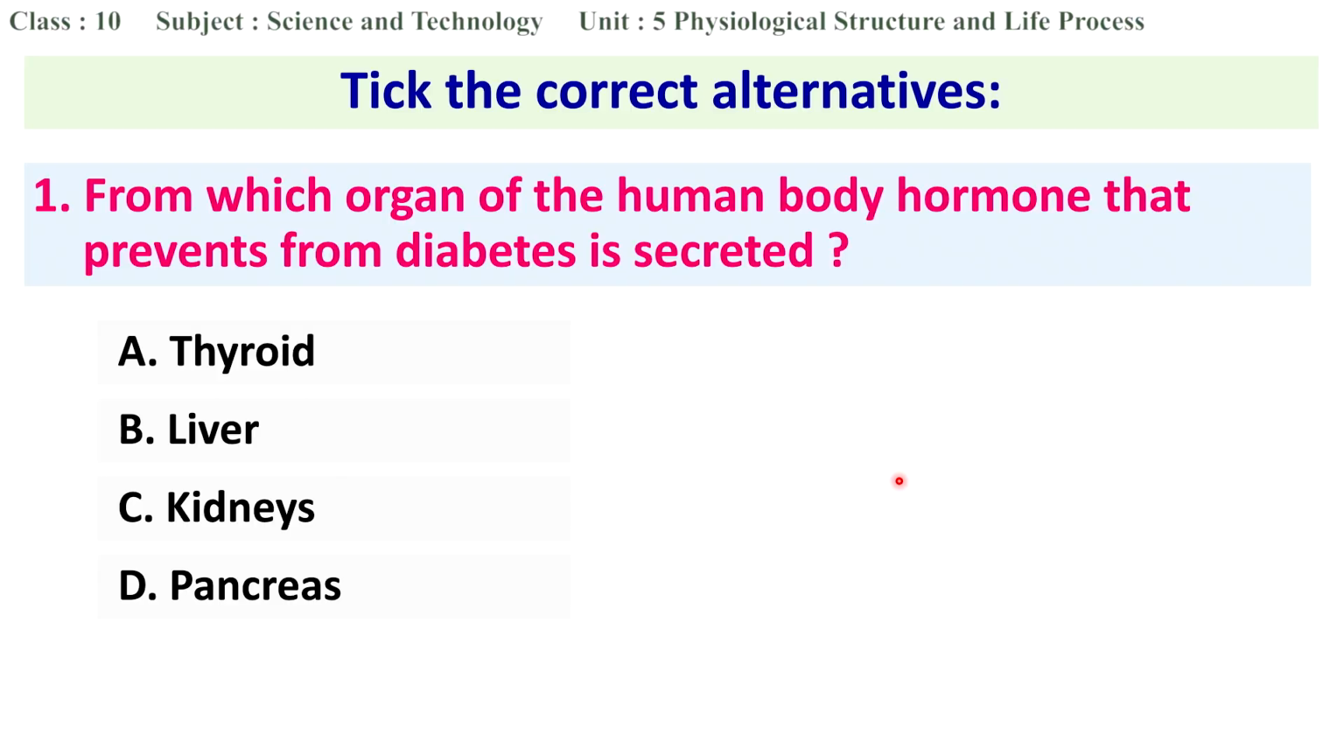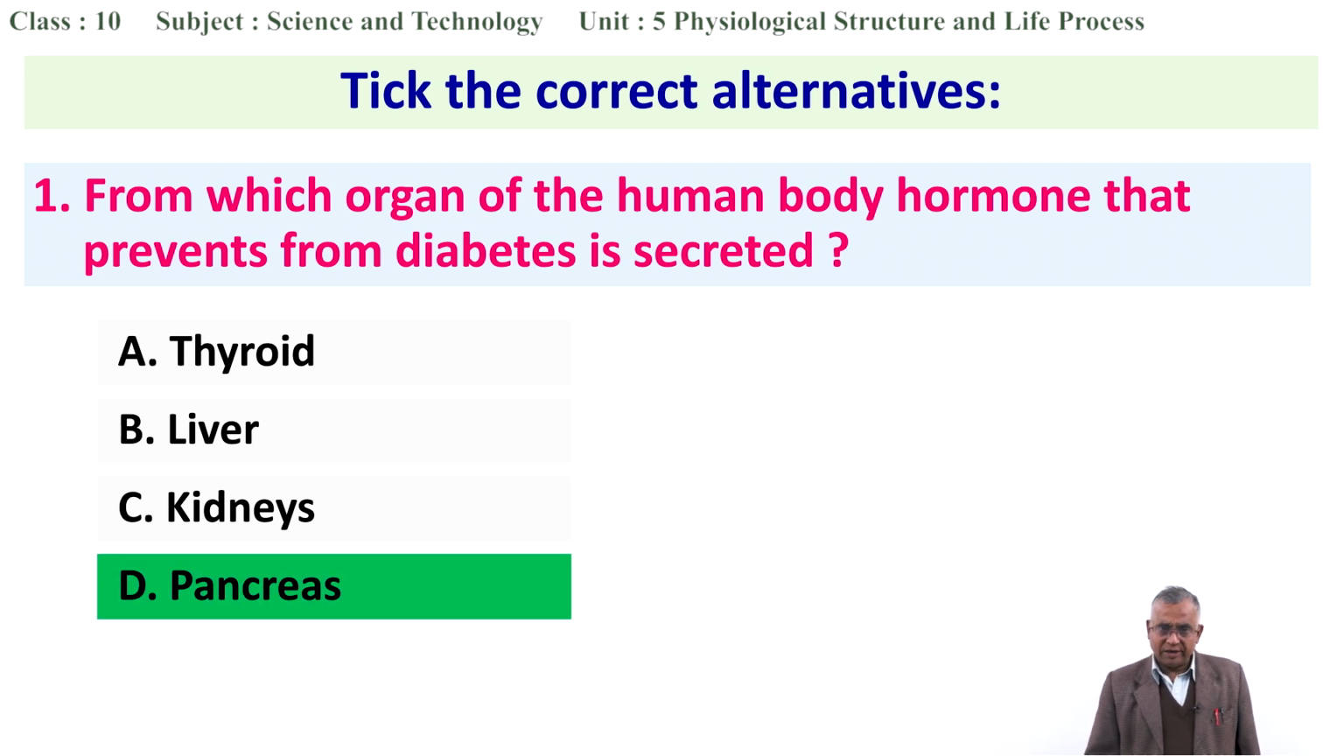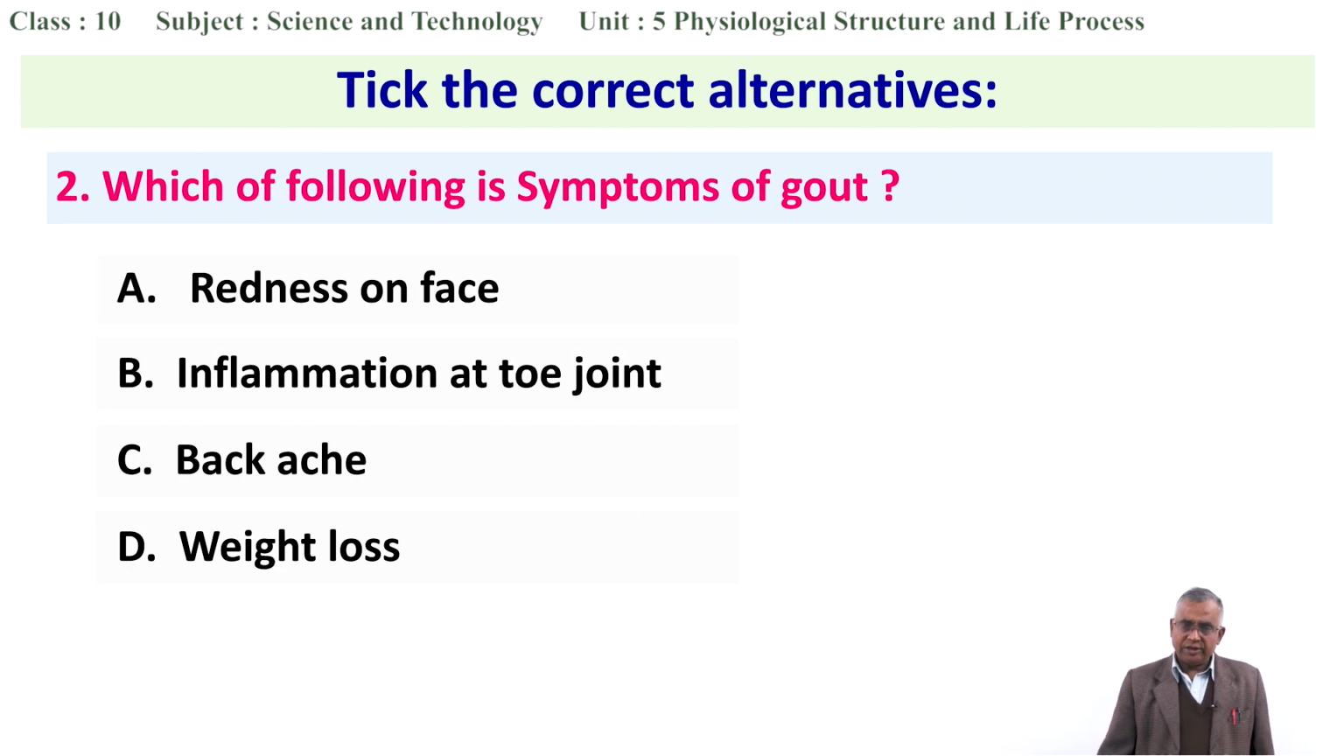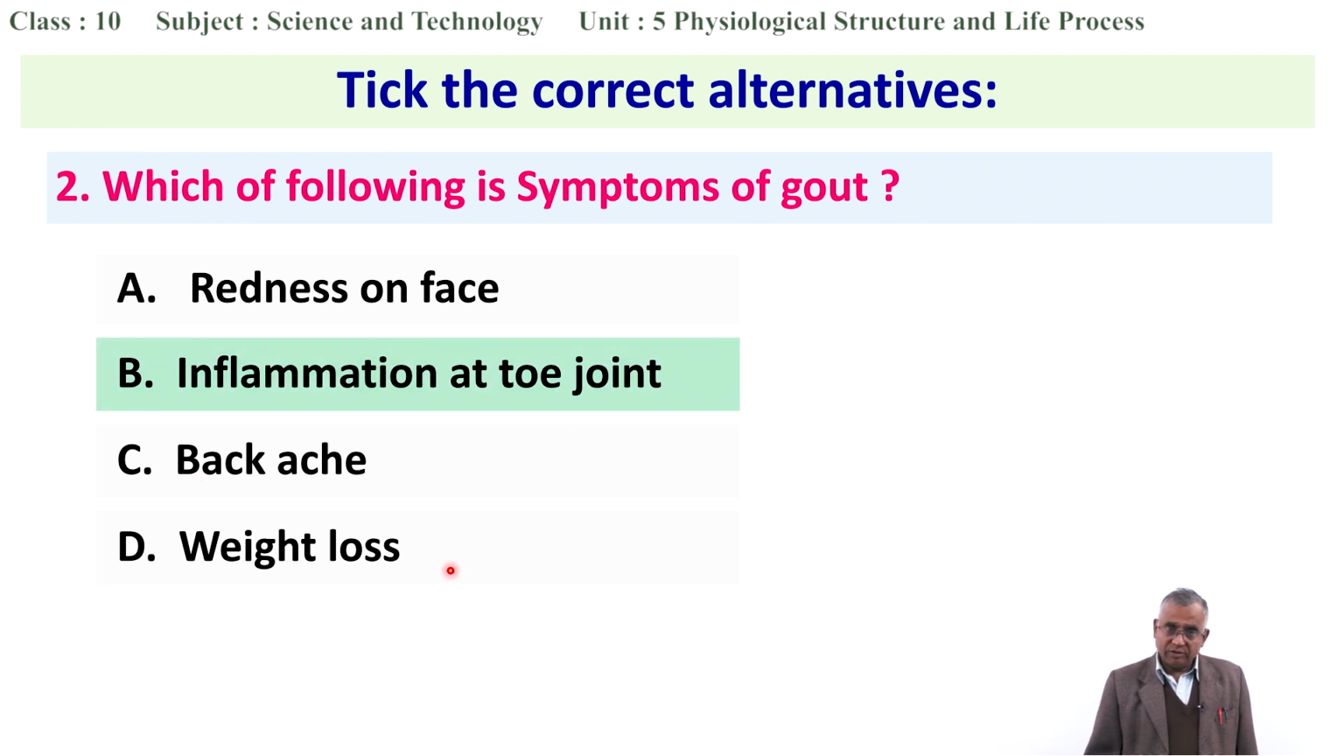The first question is asked to you. From which organ of the human body is the hormone that prevents diabetes secreted? There are four options: thyroid, liver, kidney and pancreas. Very easily you have guessed it: pancreas. Next question: which of the following is a symptom of gout? Redness on face, inflammation at toe joint, back ache and weight loss. The correct answer is inflammation at toe joint.